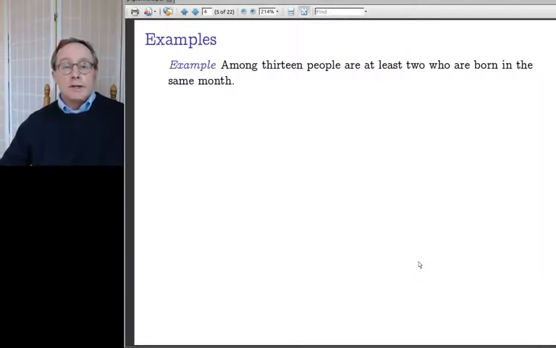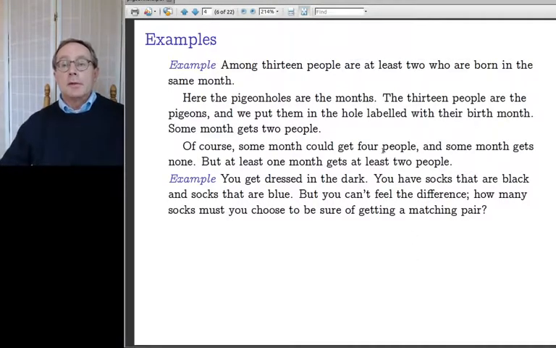Okay, so we're going to do a couple of examples of the pigeonhole principle, maybe somewhat silly examples, but we'll get to not silly examples pretty soon. If you pick 13 people, there are at least 2 who are born in the same month. Again, perfectly commonsensical. The pigeonholes are the months, and the 13 people are the pigeons, and each person gets put in a hole labeled with their birth month. If you're born in July, you go in the hole labeled July. So some month gets 2 people. Of course, it could happen that some month gets 4 people, born in July, and some month gets none. But the conclusion of the pigeonhole principle is that at least one month gets at least 2 people.